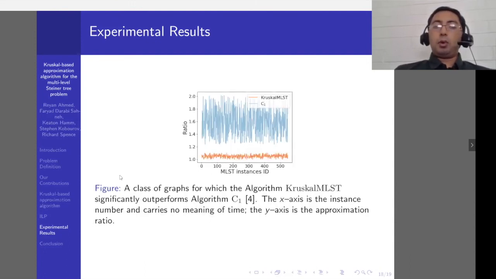More than that, we provide a class of graphs for which the algorithm Kruskal MLST significantly outperforms algorithm C1. Here, the x-axis is instance number and carries no meaning of time. Y-axis is the experimental approximation ratio. We can see that the Kruskal MLST algorithm has provided an approximation ratio equal to 1 most of the time, which means that the solution is close to the optimal solution. On the other hand, C1 provided a strictly larger ratio.